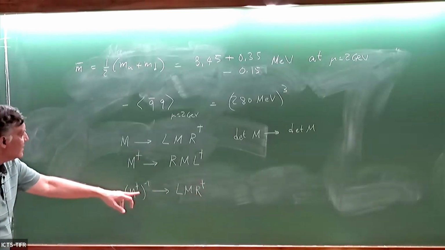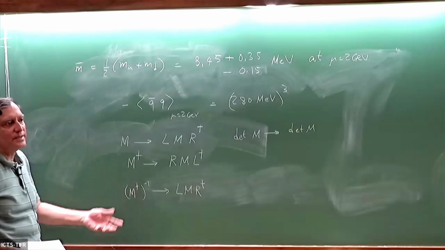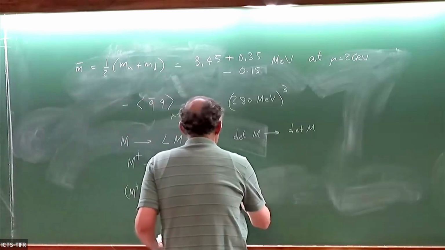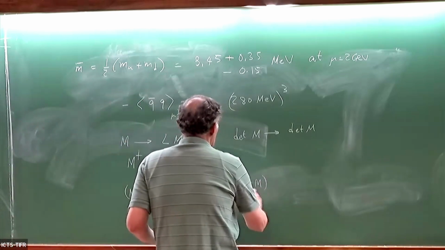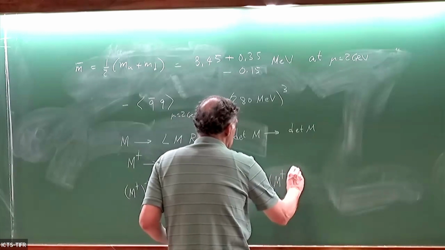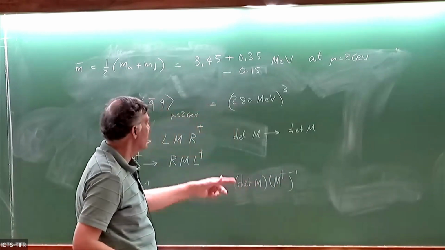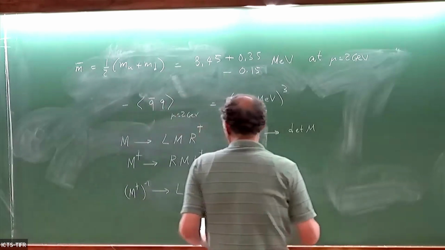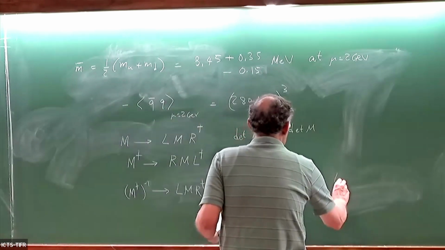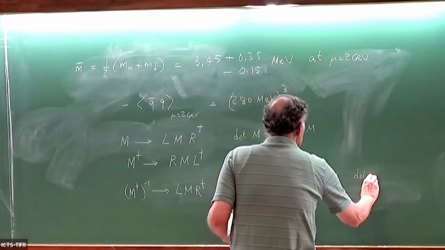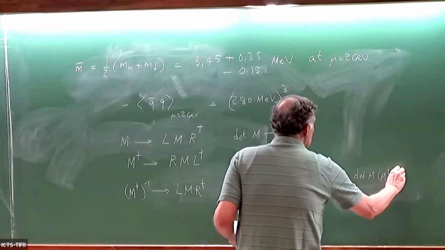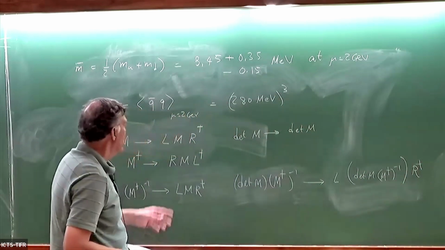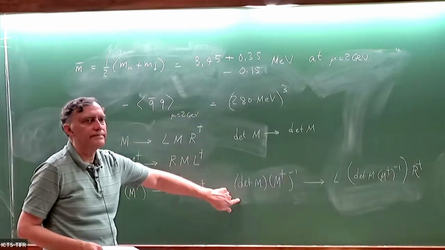Now, M dagger inverse is not a good thing to use for perturbation theory because it goes like 1 over the quark masses. But if I multiply it by determinant of M, this is second order in the quark masses because det M is cubic. It's a 3 by 3 matrix. And this, det M times M dagger inverse, transforms exactly like L M dagger inverse R dagger. It transforms exactly the same way as M.